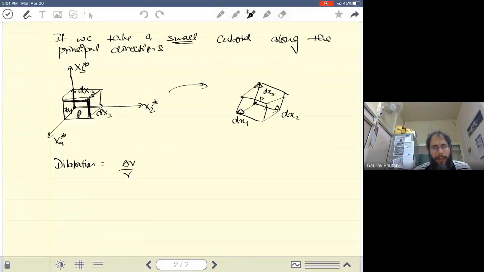Okay, so we will want to calculate dilatation, which is delta V by V. So initial volume is easy to find. It's simply d capital X1, d capital X2, and d capital X3. Just for clarity, we'll use superscripts. So V initial, okay, so these are the lengths.